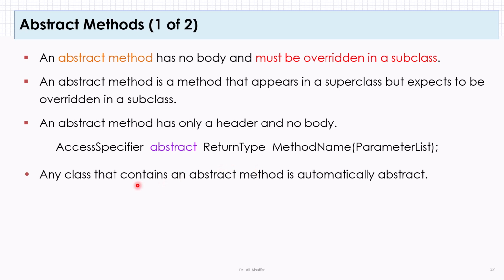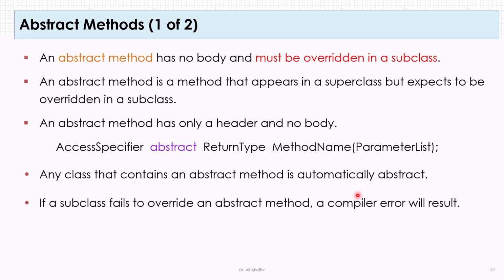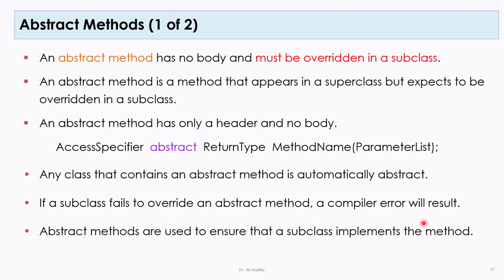So any class that contains an abstract method is automatically considered an abstract class. If a subclass fails to override an abstract method, then a compiler error will result. Finally, abstract methods are used to ensure that a subclass implements the method.